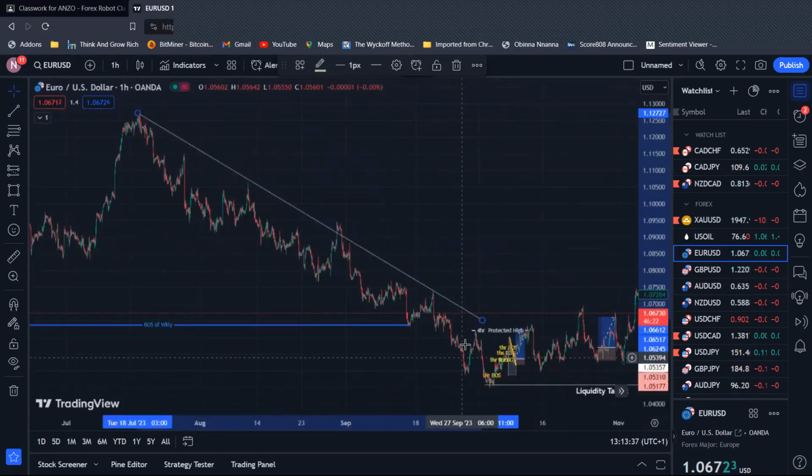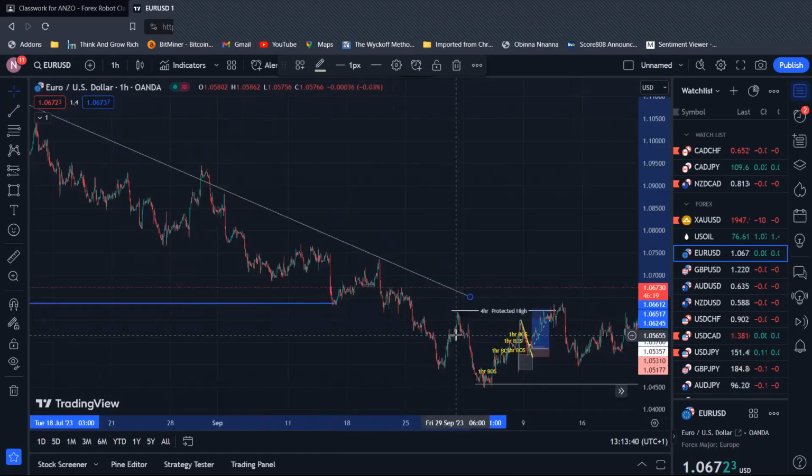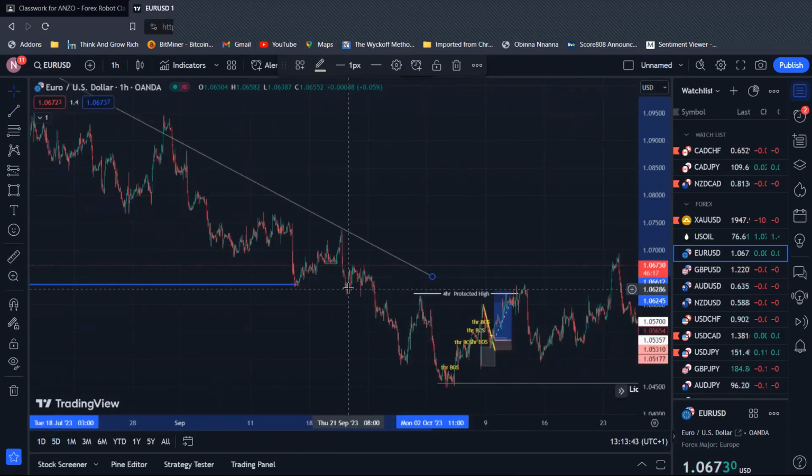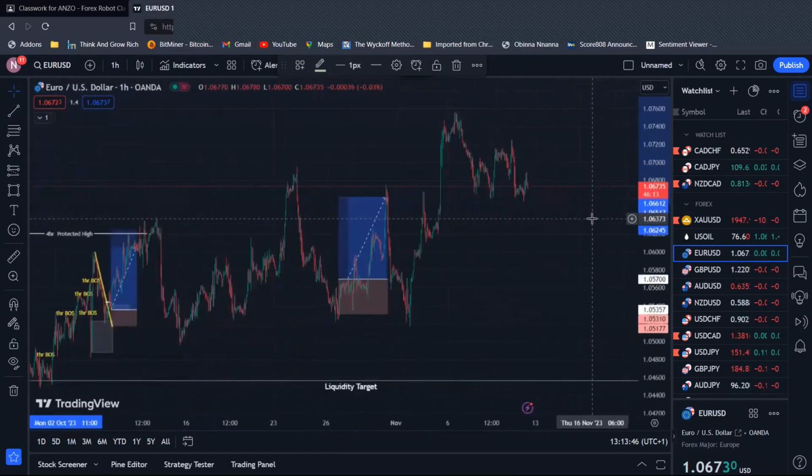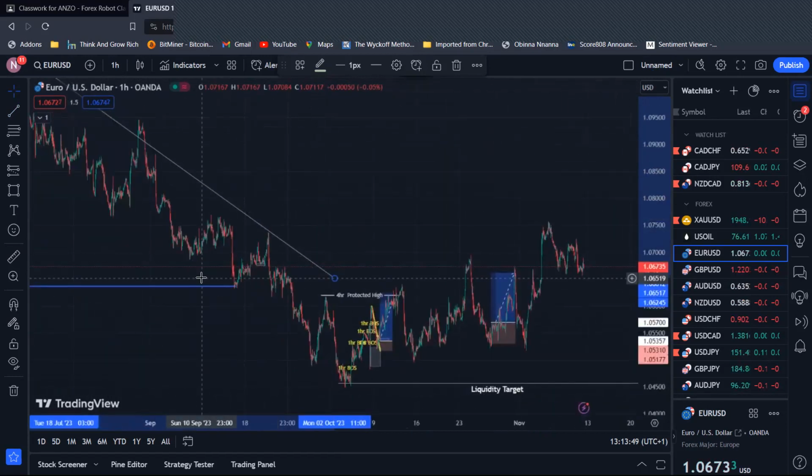But what did you see here? We broke below it. And so this is why I'm not as aggressively looking for buying opportunities on EU, even though we are beginning to break back bullish again. I'm not aggressively looking for opportunities to buy as I was in the past.